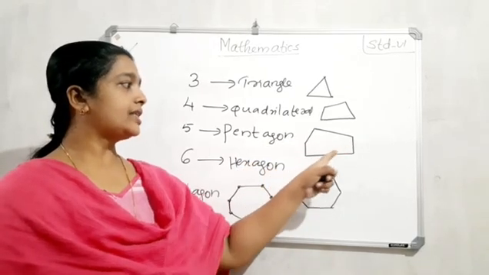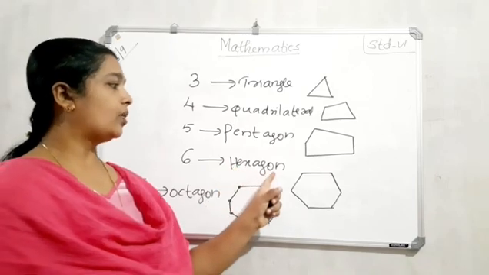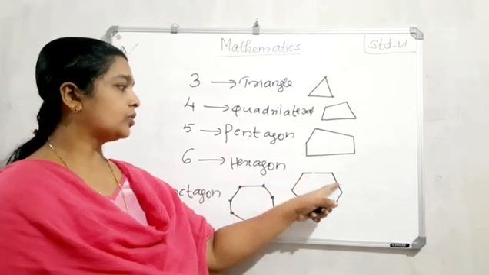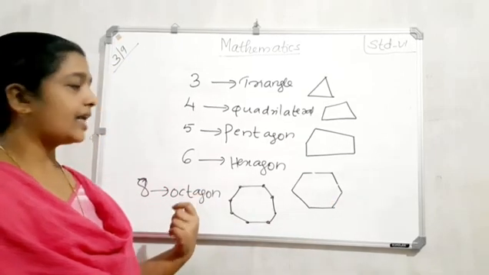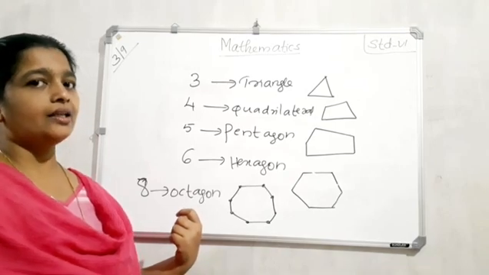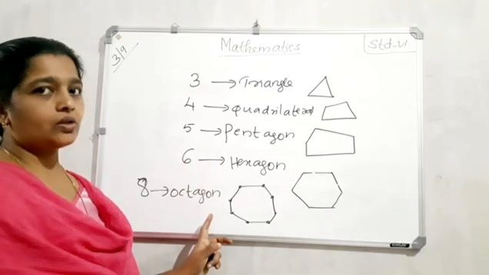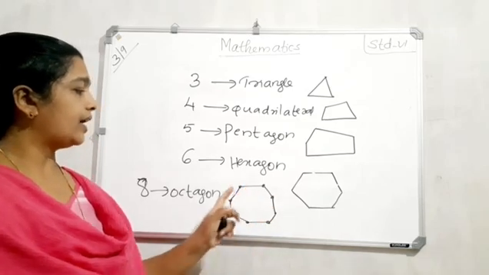Clear? Next. Five-sided polygon is known as pentagon: 1, 2, 3, 4, 5. Next, six-sided polygon is known as hexagon: 1, 2, 3, 4, 5, 6. Understand? Next, eight-sided polygon is known as octagon. How many sides in an octagon? 8. You want to study these polygons this year: 1, 2, 3, 4, 5, 6, 7 and 8.